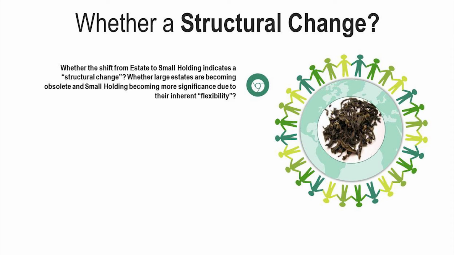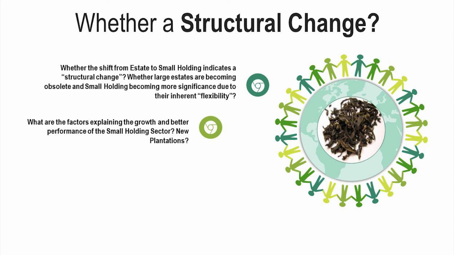Is it because of the inherent flexibility of the sector compared to the estate sector, which is more or less rigid in terms of production regime? Compared to that, the small holding sectors are relatively flexible in terms of recruitment of employment and other activities. Does that contribute to the role of depending on the small sector? This is one. Second, what are the factors explaining the better growth and performance of the small holding sector? Is it because only new plantations are coming up, or something else? That is another question that we need to answer.